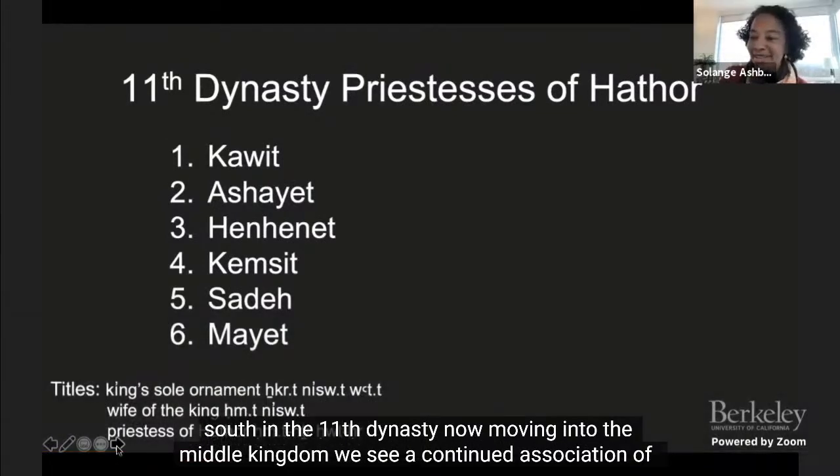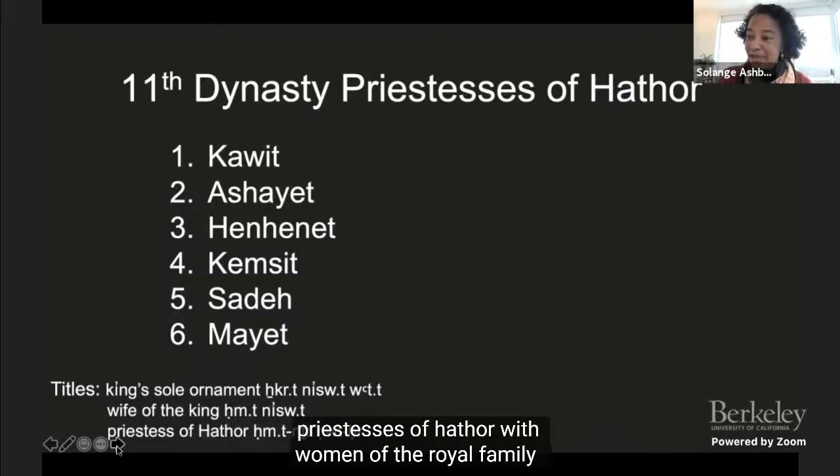In the 11th dynasty, now moving into the Middle Kingdom, we see a continued association of priestesses of Hathor with women of the royal family.